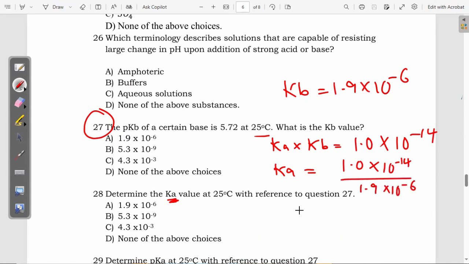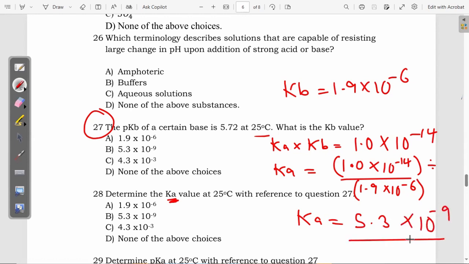So Ka will be equal to, so make sure you put these things in brackets as you are punching them on the calculator. So you open the brackets, you type this, you close, and then you say divided by, and then you open another bracket, you type this, and then you close, okay, and then you punch. So the value that you should get there should be 5.3 times 10 to the power minus 9. So this is the answer there, okay? So is it there on the options? Yes, I can see it on B. So we choose B there as the correct answer.